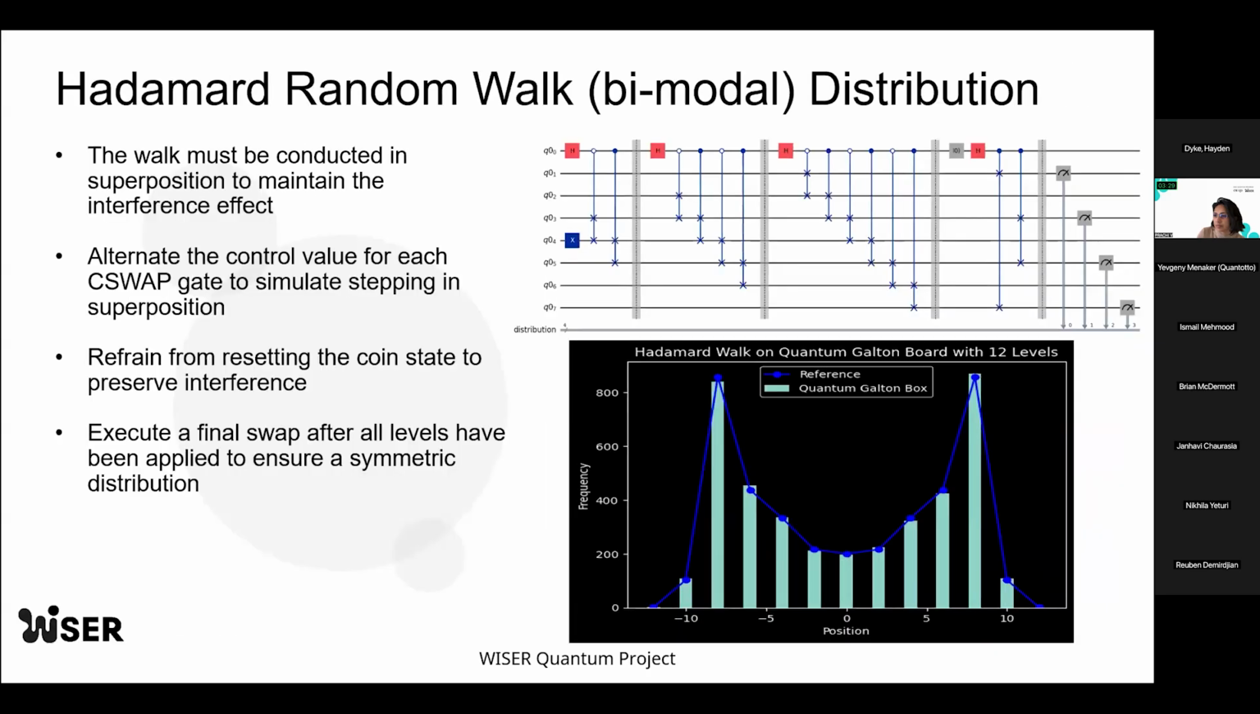The Hadamard random walk bimodal distribution is slightly more nuanced. It requires stepping in superposition and maintaining interference across levels. Hence, we didn't reset the coin qubit between the levels, and we did add an extra swap layer to make the distribution symmetric. Otherwise, it will be left-to-right leaning.